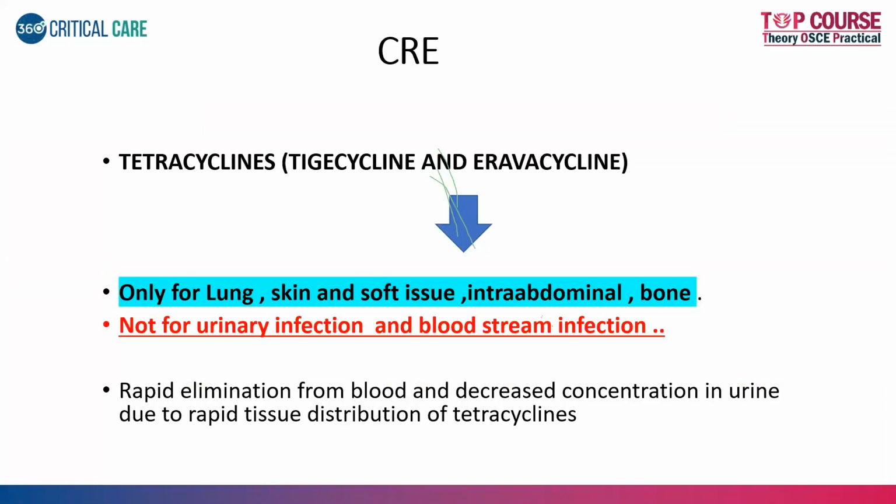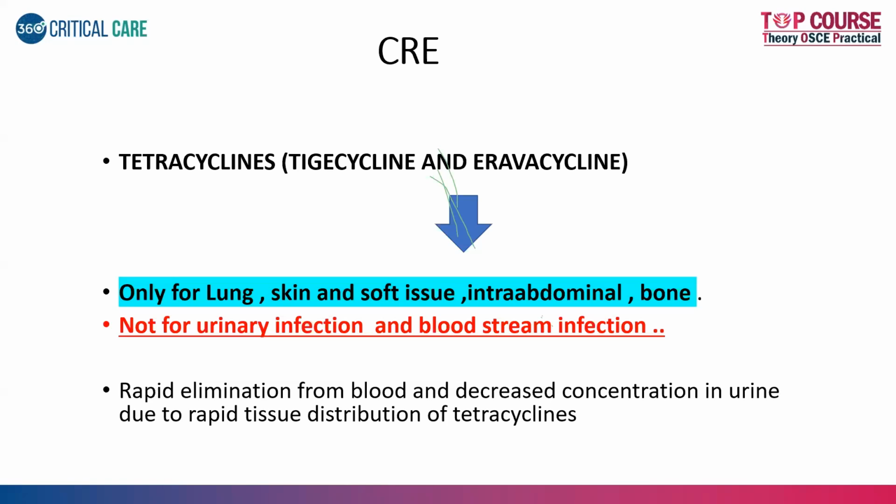So I told you about cefiderocol. What do we do about other newer drugs? We have tetracyclines like tigecycline and eravacycline. Can we use these drugs for any site of sepsis? No. Majorly, tetracyclines like tigecycline and eravacycline, the role as per IDSA is only for lung, skin and soft tissue, intra-abdominal, and osteomyelitic lesions. Usually eravacycline or tigecycline is ineffective for urinary infections and bloodstream infections.